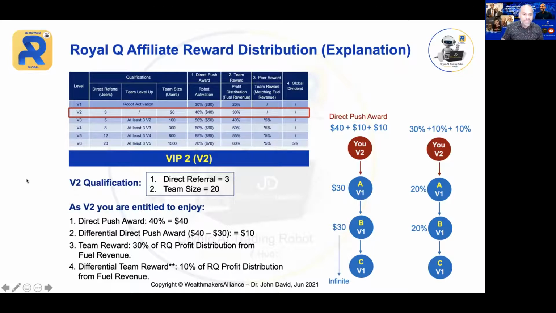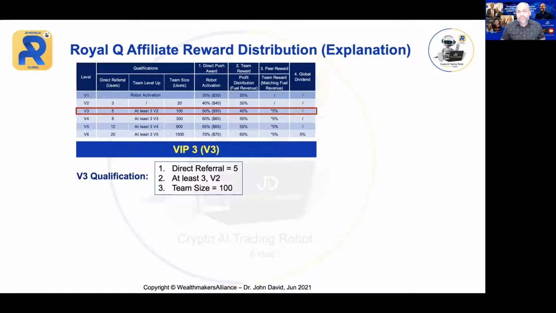Now let's look into V3. All right, V3. To become a V3, the qualification is very simple. You now only need another 2 persons directly under you. So you earlier have 3, right? Now you need 2 more. So when you have 2 more, you have a total direct referral of 5. That's all. Now you need at least 3 V2 under you.